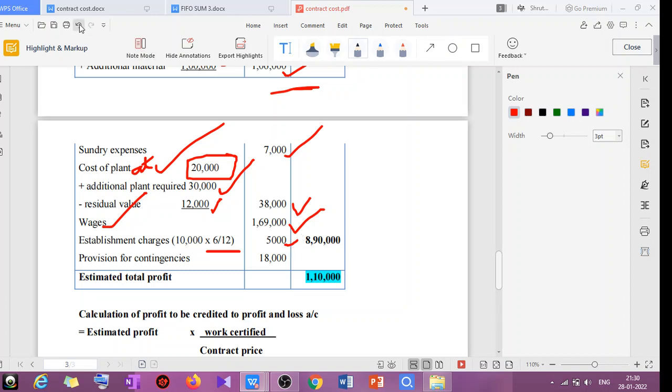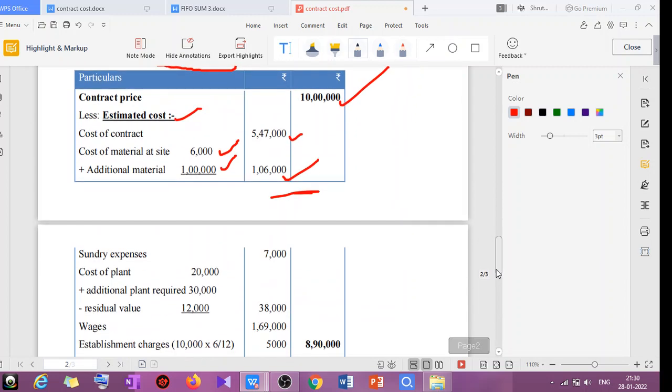Do you have any doubts? I hope you don't have any doubts. You are clear with this point. Then provision for contingency, it is 18,000. Now you add all the expenses. First, okay, I have written the contract price. Okay, deduct the estimated cost. So these are the costs. Remember which all costs we are incurring.